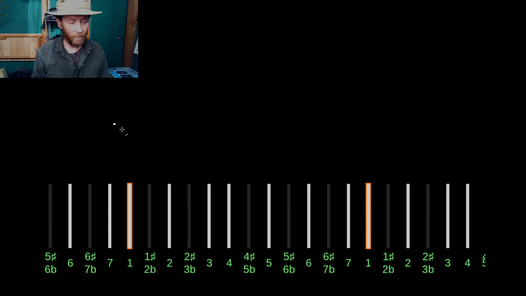I'm going to draw a little rhythmic cycle on the screen here, okay? This isn't going to be quite perfectly aligned, but you'll get the idea.